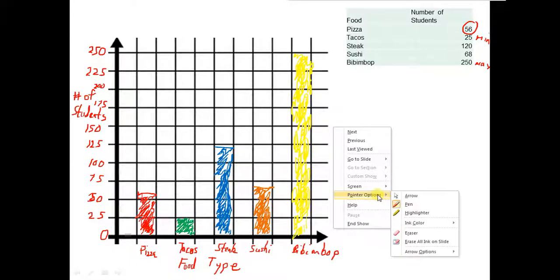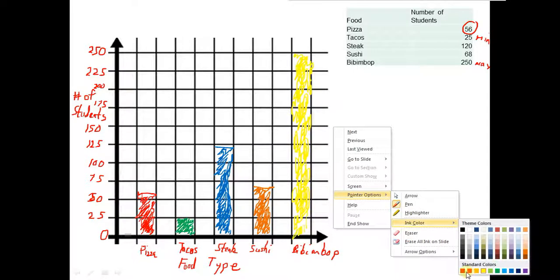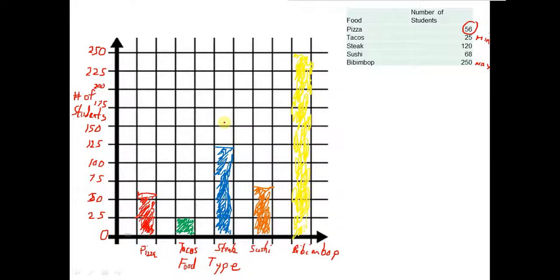We need to add our title. And remember, the title should be descriptive enough that someone would just have to read the title and they would understand. They would read the title, they would read your axes labels, and they should understand what your graph is about. They should understand the information in your graph. So up here on our title, we can write favorite food, oops, I spelled food wrong. Food of MGLVA students. So favorite food of MGLVA students.